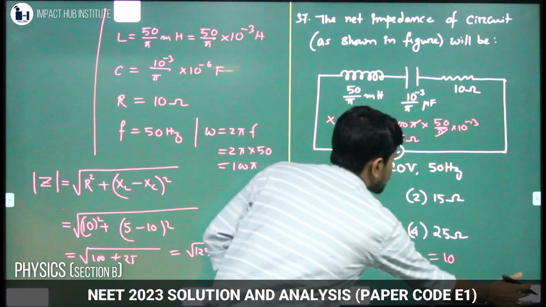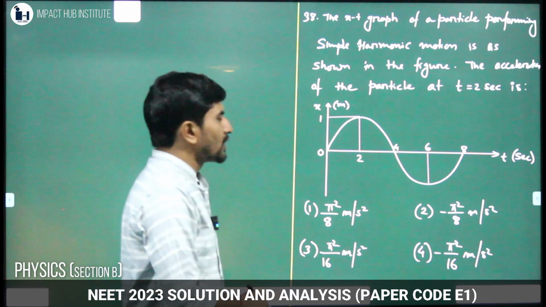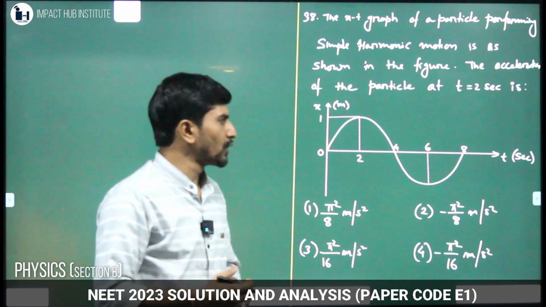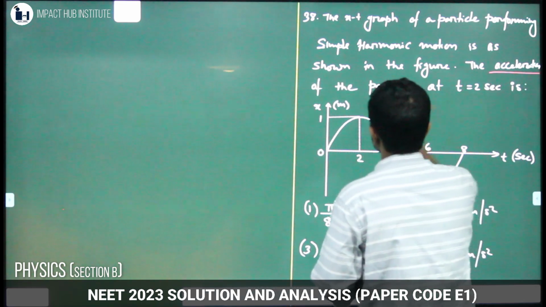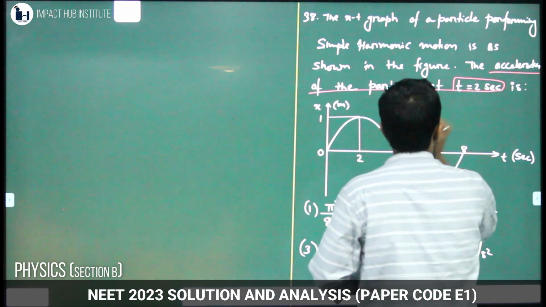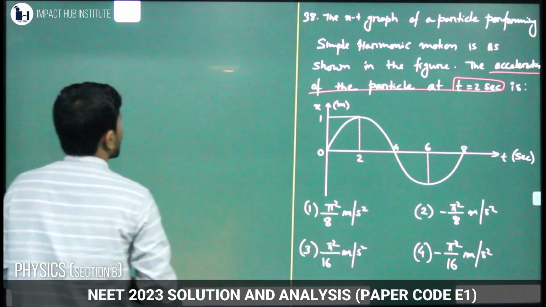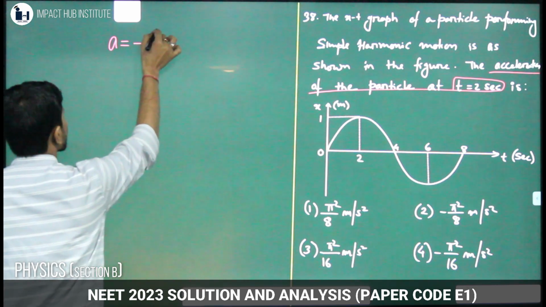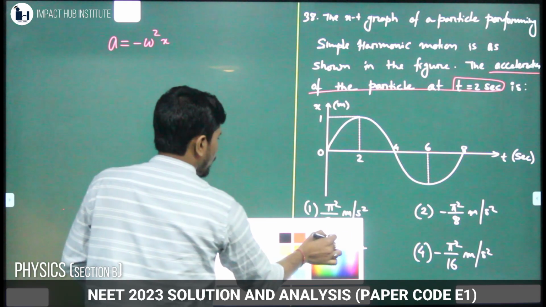Let's move on. So in this question, there is an x-t graph, a displacement-time graph of a particle which is executing simple harmonic motion. And we are supposed to calculate the acceleration of the particle at time t equal to 2 seconds. First of all, what is the formula for the acceleration? Acceleration is equal to minus omega square x.